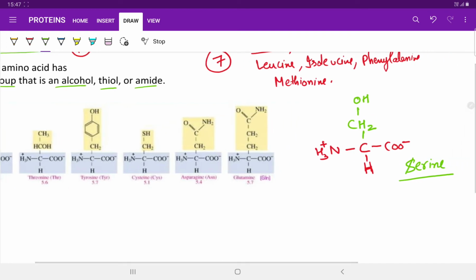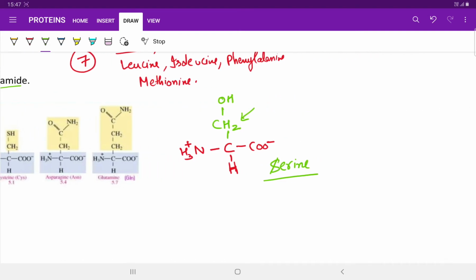Now the next structure is of threonine, and the structure of threonine is formed if a methyl group is added to the first carbon of this side chain. If we are adding a methyl group to this, it will become threonine. Let us draw. First of all, draw the basic structure of an amino acid. Now we will be drawing the structure of threonine. CHOH, and a methyl group is added here. This is the structure of threonine.